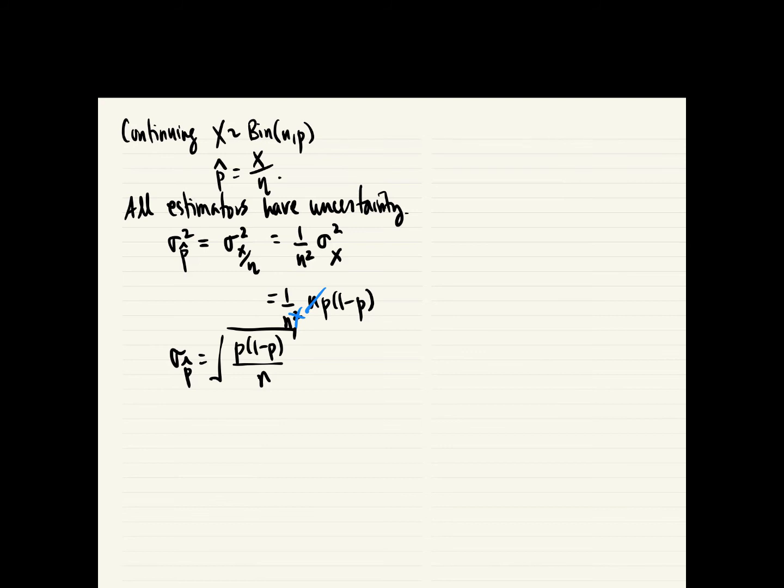All right, so that's kind of cool. We can use what we know about a binomial random variable to tell us something about the standard deviation of a point estimator for that random variable. But, Dr. Miller, you might be saying, we don't know p.